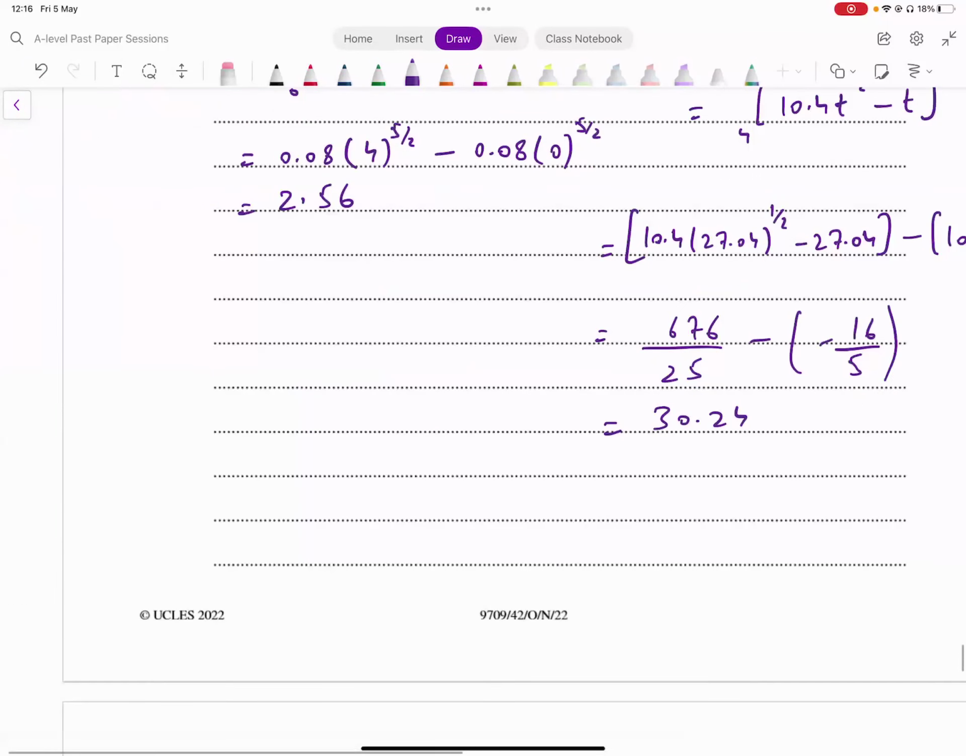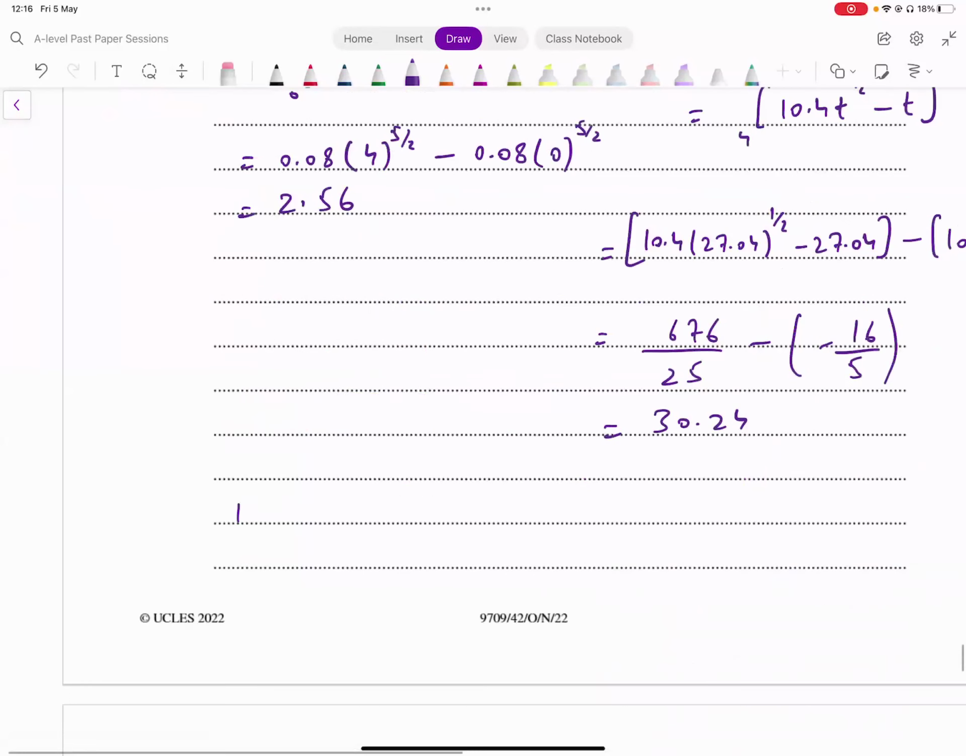ठीक है, तो total distance traveled आपको निकालना था. Total distance, अब देख लें क्या आता है, इन दोनों को add कर लें.